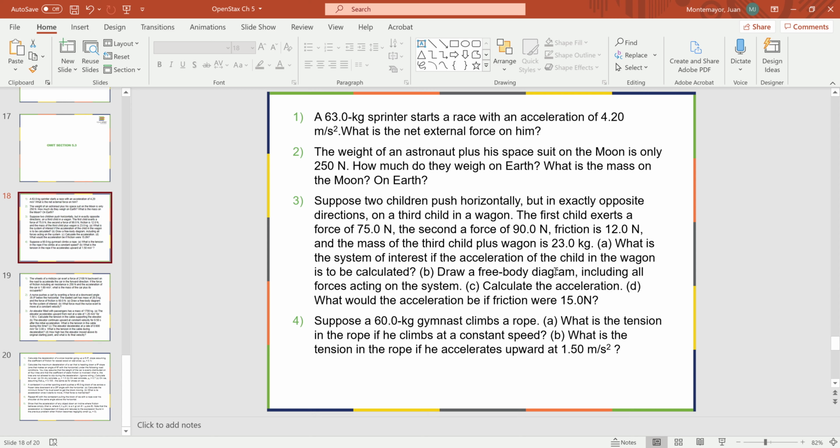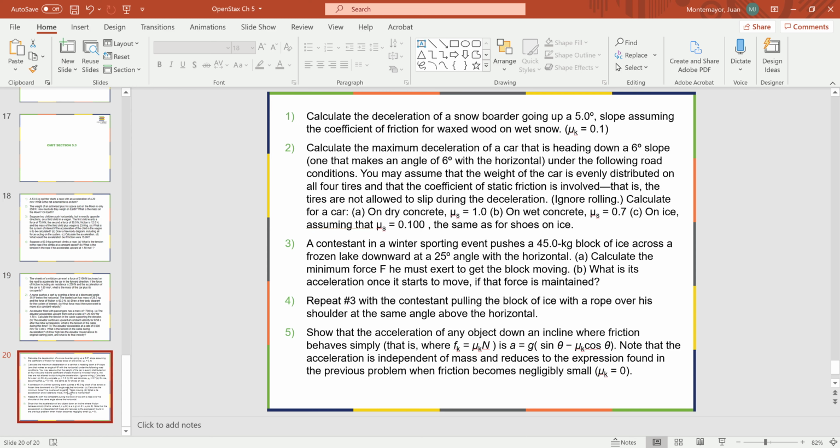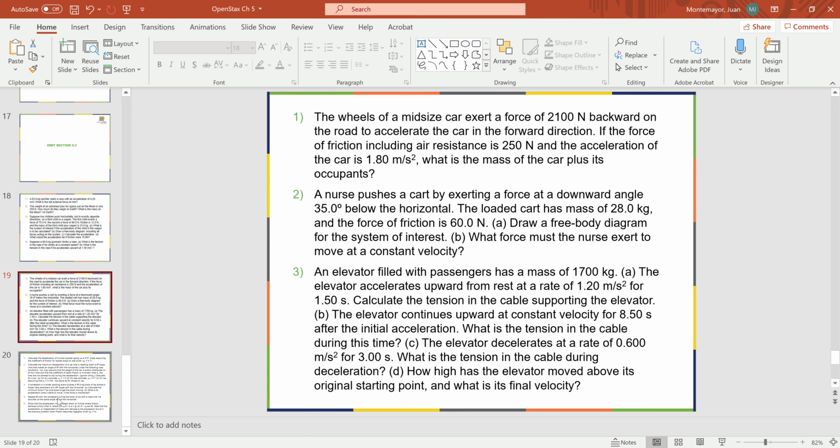And for number 4, suppose a 60 kilogram gymnast climbs a rope. What is the tension on the rope if he climbs at a constant speed? So constant speed means my acceleration is 0, because my speed is not changing. Now, then you really don't have to worry about your force of gravity there. And what is the tension on the rope if he accelerates upward at 1.5? So then now you have an acceleration here. So you can go through these other 2 slides here. Just wanted to include some practice problems here for this chapter.